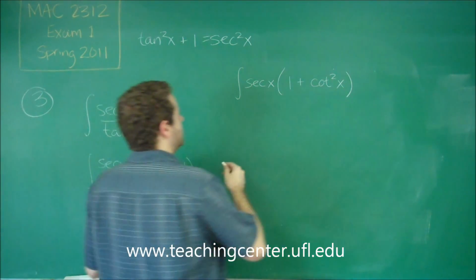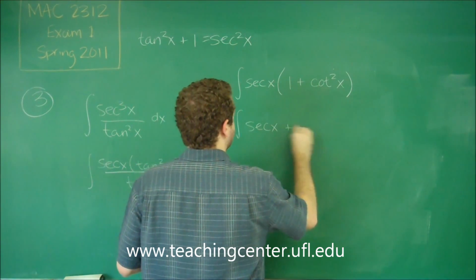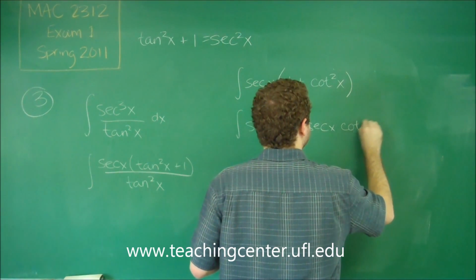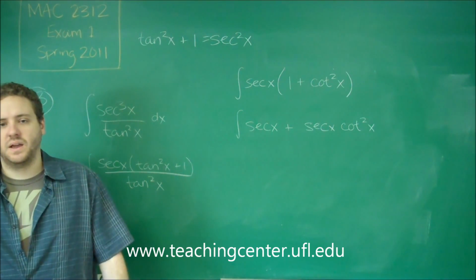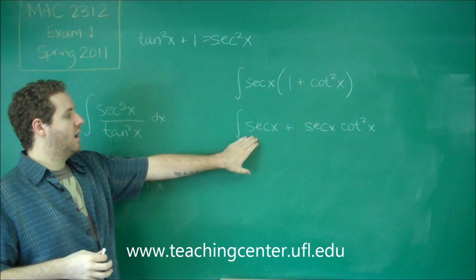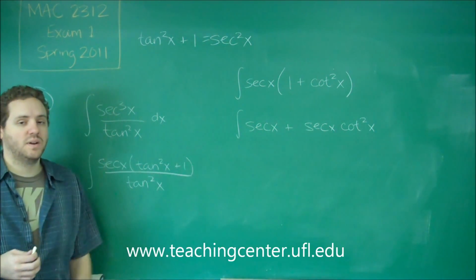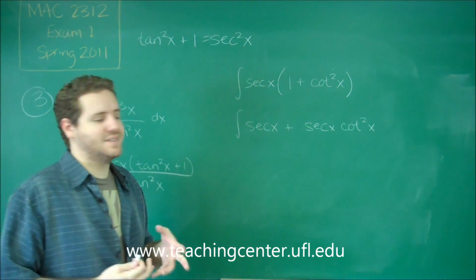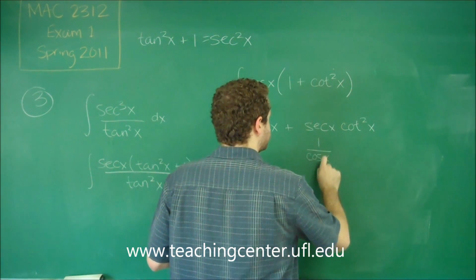And finally, if we distribute this a little bit here, we'll get secant x plus secant x cotangent squared x. Well, the integral of secant x is something that you guys know. If not, that's something you should have memorized for the test, certainly. Secant x cotangent squared x, though, we need to see if that can be simplified at all. And maybe the easiest way to do that is to convert it to sines and cosines and go from there.